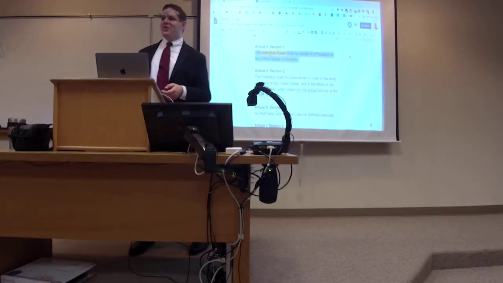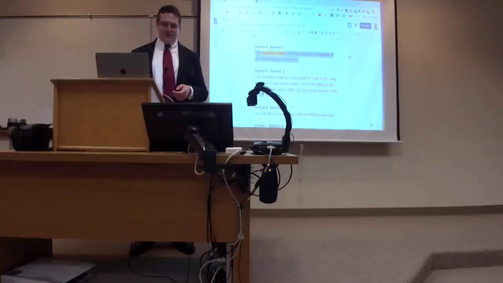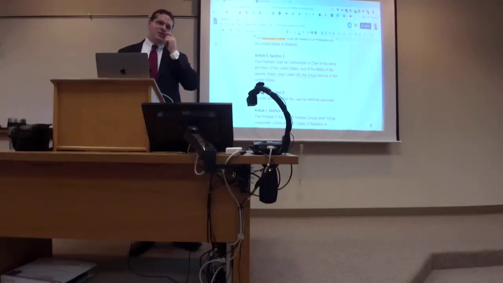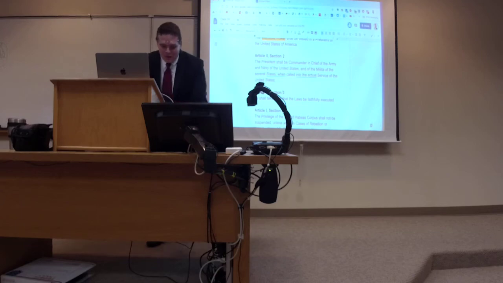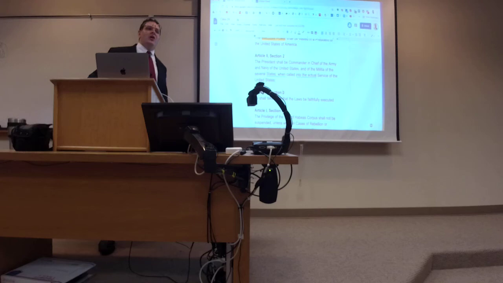Then we have the take care clause, which says basically the president shall take care that the laws are faithfully executed. This is the one that I think makes a little bit more difference. The court says that the power to execute the laws is not the power to make laws. In other words, in order to execute the laws, Congress had to enact the law in the first place.